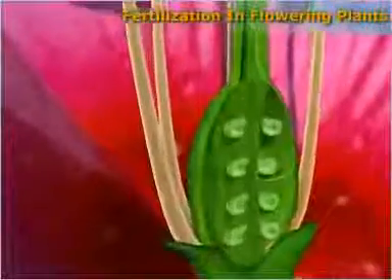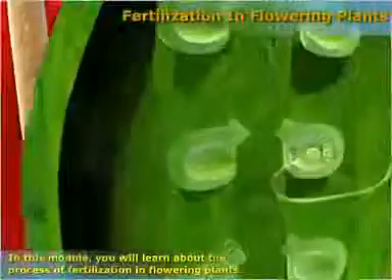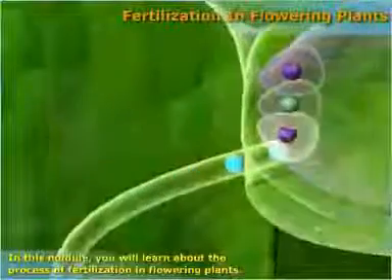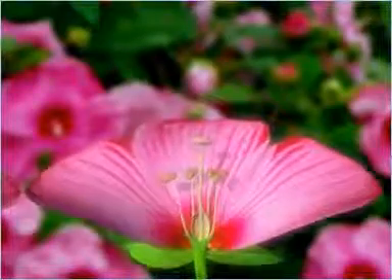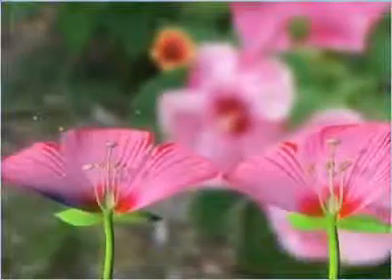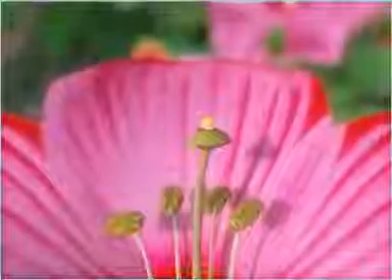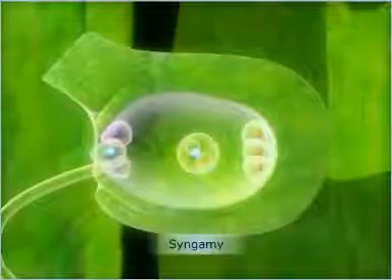Fertilization in flowering plants. In this module, you will learn about the process of fertilization in flowering plants. Fertilization in flowering plants is defined as the fusion of a pollen grain with an ovule to form a diploid zygote, which later develops into an embryo. It may be interesting to learn that fertilization in plants is known as double fertilization, as two fusions occur in the embryo sac instead of one. These fusions are called syngamy and triple fusion.